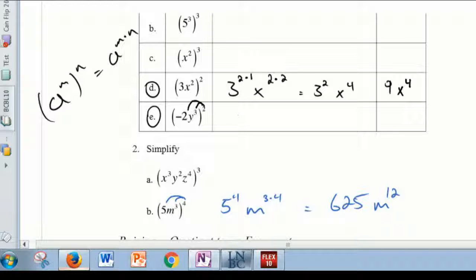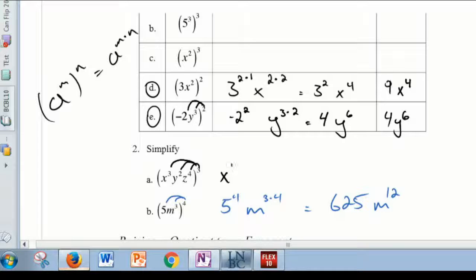Same thing here. I get negative 2 squared, y to the 3 times 2. Two squared is 4, y to the 6. So 4y to the 6. We can do the same thing with these. Multiply the 3 by all these. So x to the 3 times 3, y to the 2 times 3, z to the 4 times 3. X to the 9, y to the 6, z to the 12.